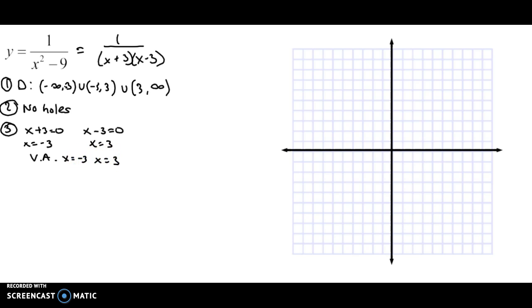So I'm going to go ahead and plot those. At x equals negative 3, I have a vertical asymptote. And at positive 3, I have another vertical asymptote.